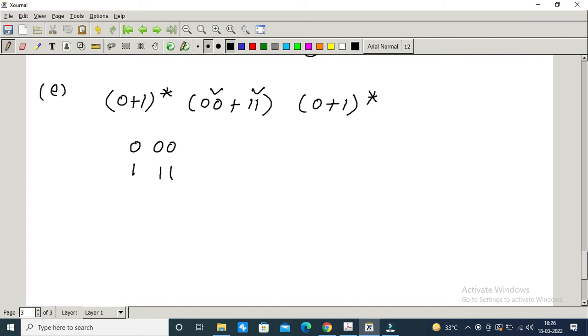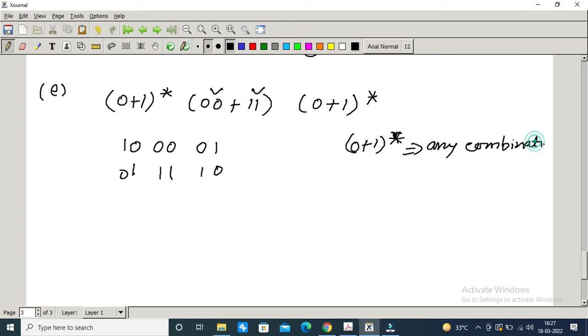Again, we can take any combination of 0 and 1. So it can be 0 or 1, here we have 1 or 0 or whatever. It can be here 1 or 0, because (0+1)* means any combination of 0 or 1, right? It means any combination of 0 and 1.